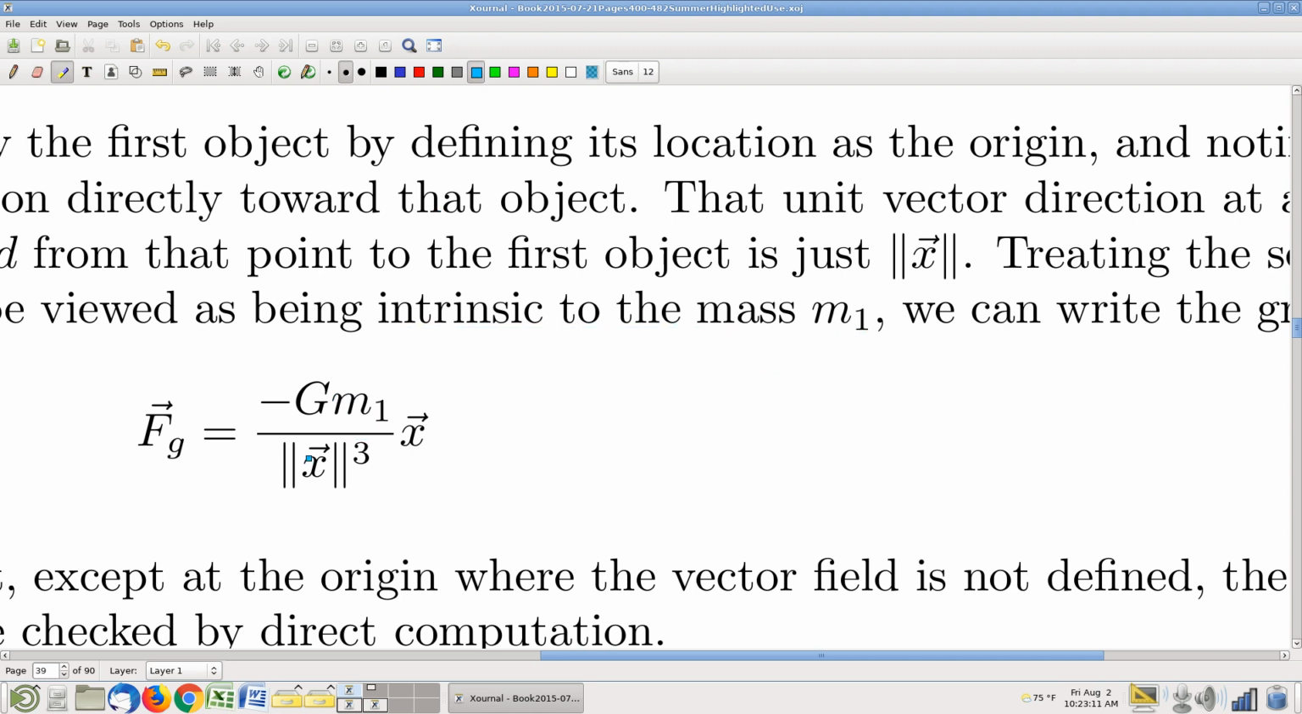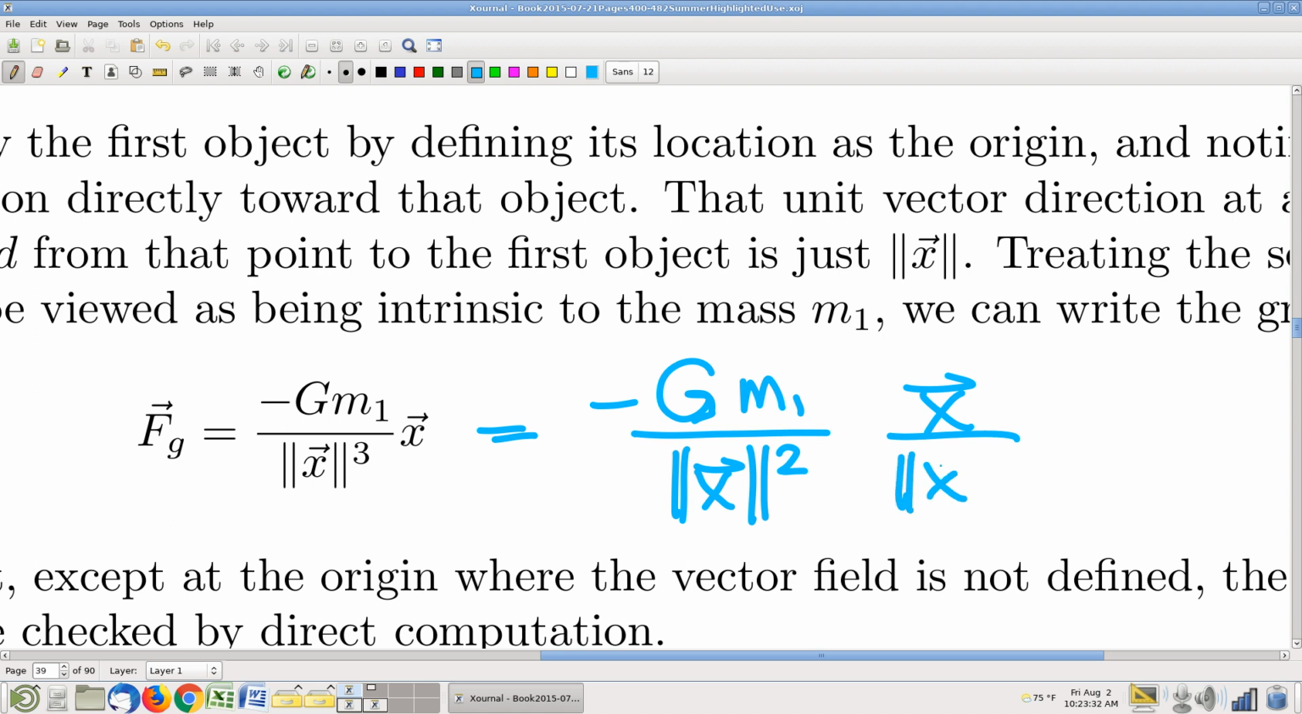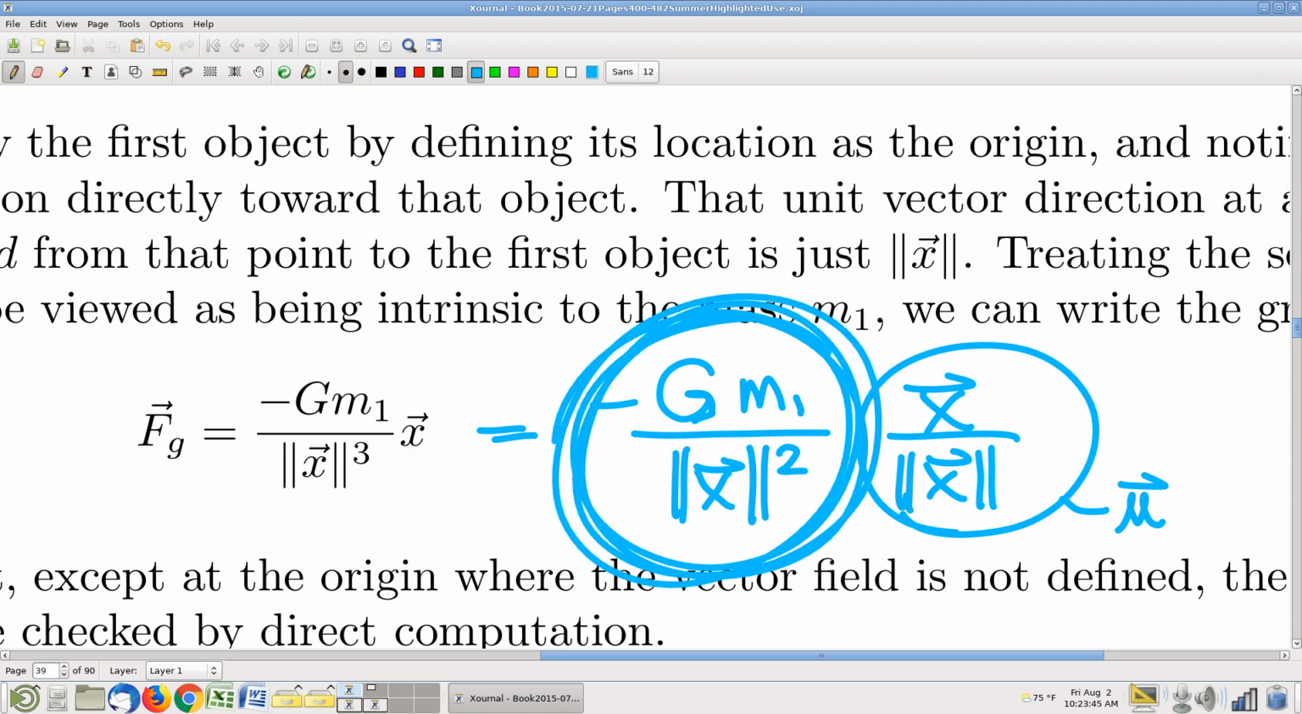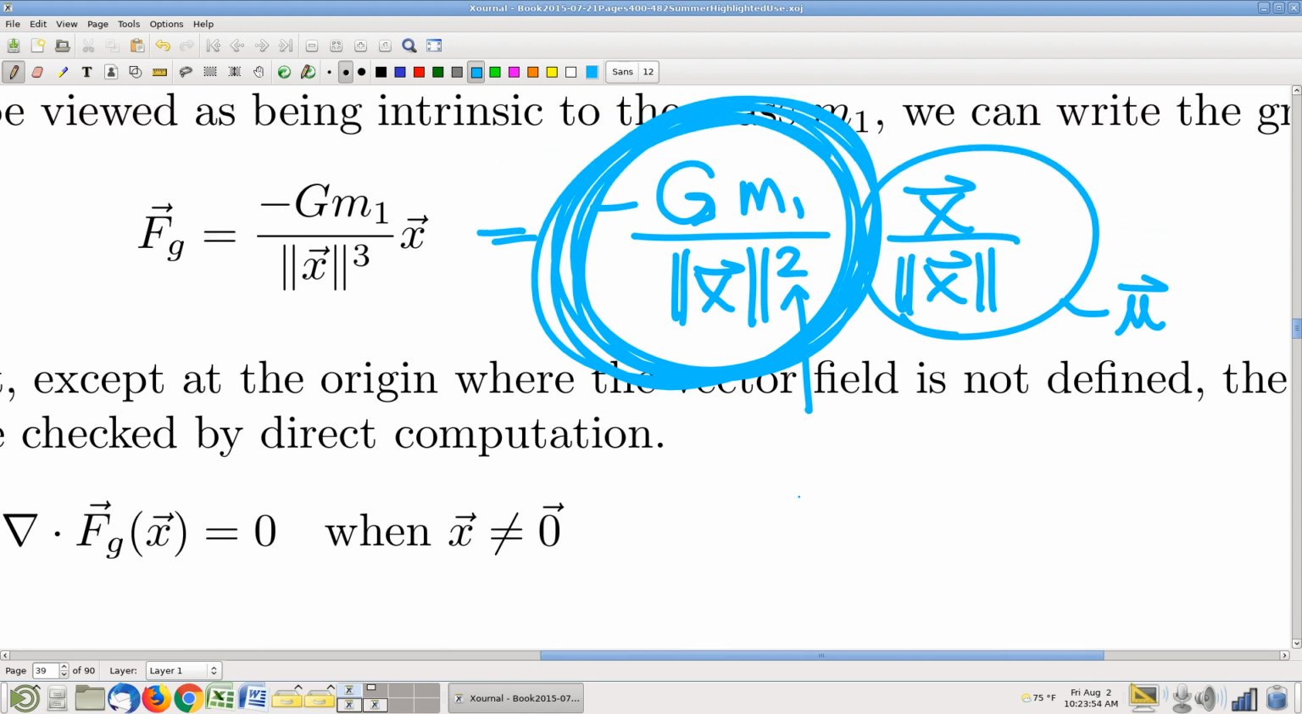And this looks wrong. A lot of students object to this formula. They see the cube and they say, hey, wait a minute, it was supposed to be inverse square. What's going on there? I'll point out that I could rewrite this formula as negative G M1 over the magnitude of X squared, times X over the magnitude of X. So really all I'm doing with that cube is I've got a convenient way to indicate a unit vector describing the direction, but the magnitude, the strength of this gravitational field, is inverse square. Okay. All right, so here's a wonderful fact.